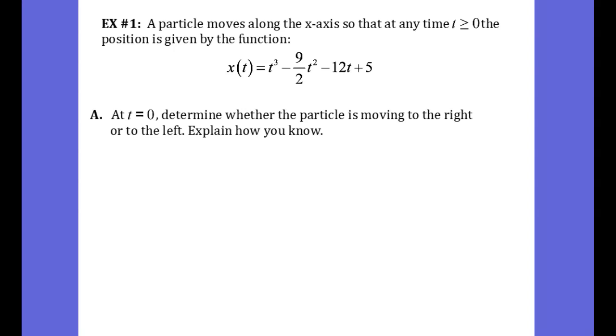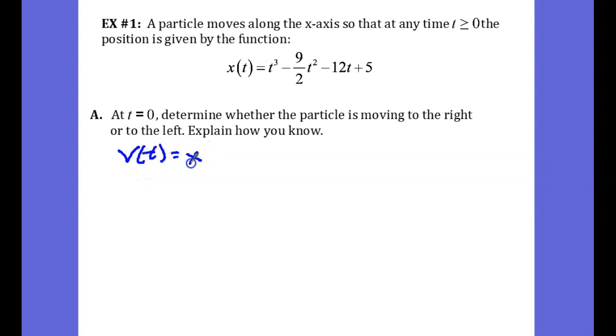In part A, we're told that at t equals 0, we need to determine whether the particle is moving to the right or to the left, and then explain how we know. So they want us to determine whether the particle is moving right or left, specifically when time t is equal to 0. Well, to determine the direction of the particle, we need to find the velocity function, because remember, if the velocity is positive, it's moving to the right. If it's negative, it's moving to the left. So let's find out what v(t) is.